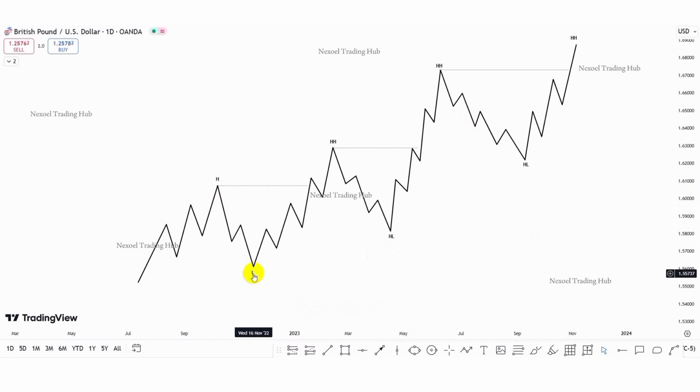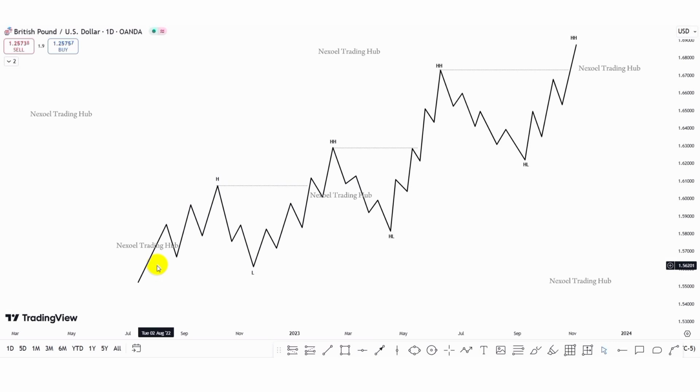In the impulsive leg move, you're going to see bullish structure. In the corrective leg move, you're going to see bearish structure. So in the bullish structure, the impulsive move shows bullish structure, and in the pullback or retracement, you'll be seeing bearish structure, which is against the impulsive structure.